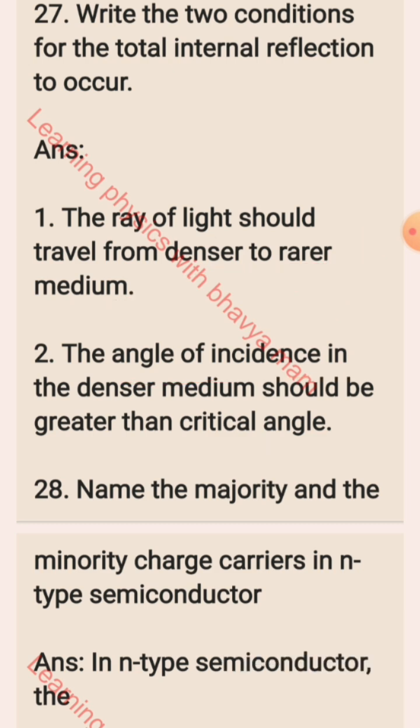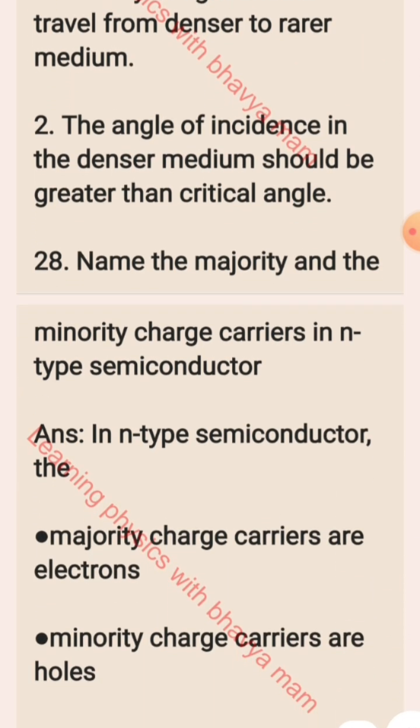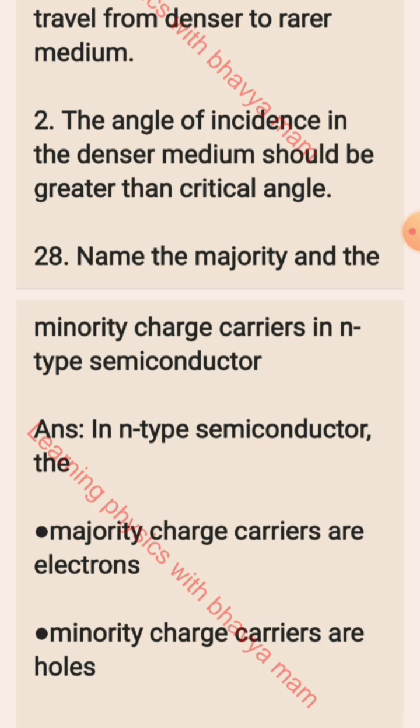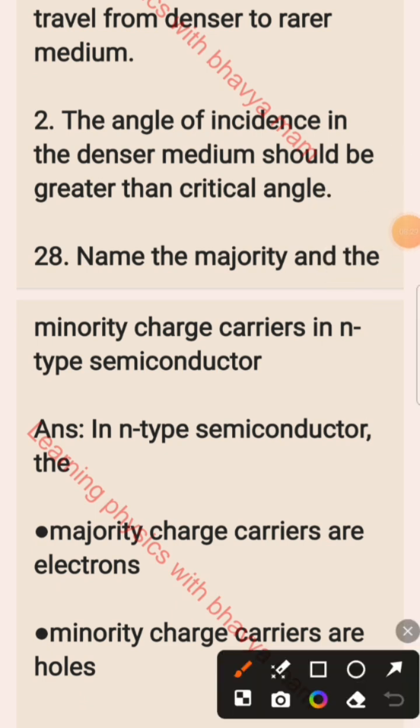Name the majority charge carriers in N-type semiconductor. Majority and minority charge carriers in N-type semiconductor. In N-type semiconductor, the majority charge carriers are electrons and minority charge carriers are holes, right? And it is easy to remember like this. N stands for negative. So, negative electrons are majority carriers in N-type. If majority is electrons, then which is the minority? Of course, it is holes, right?